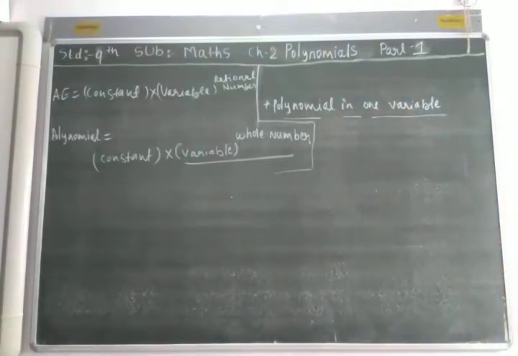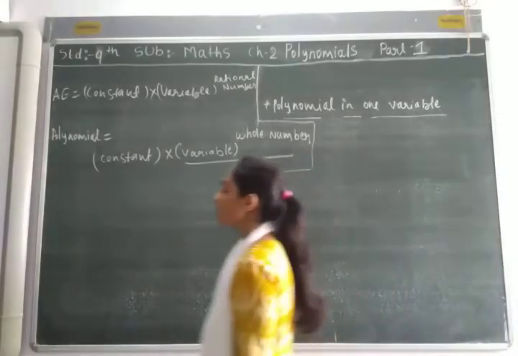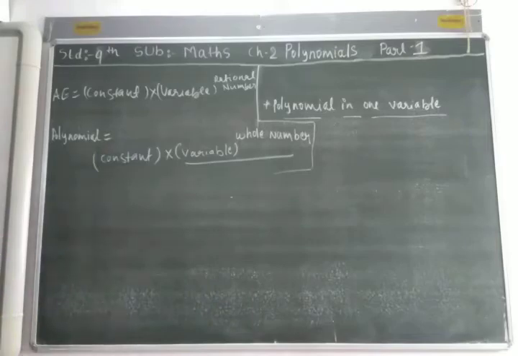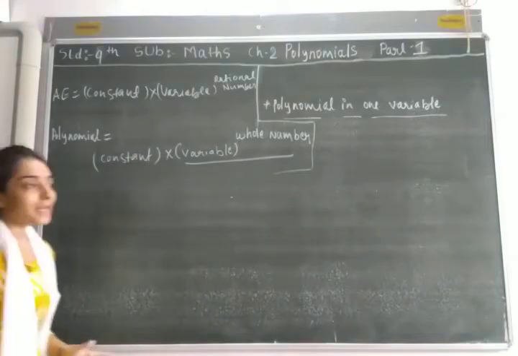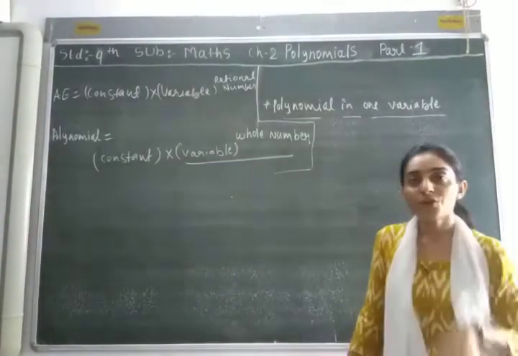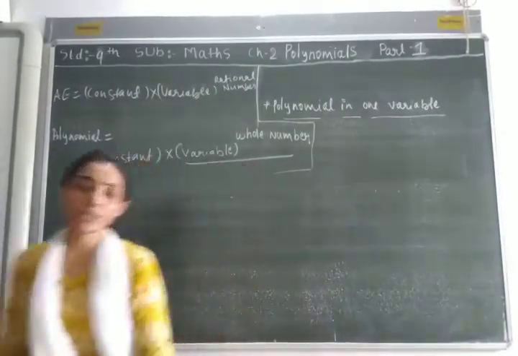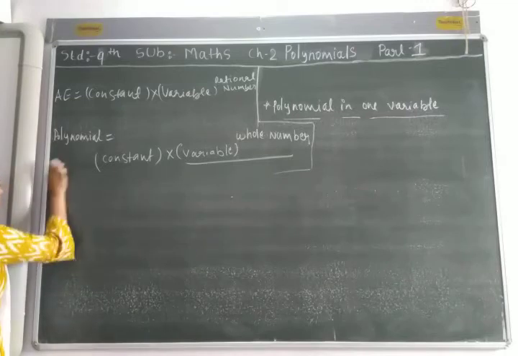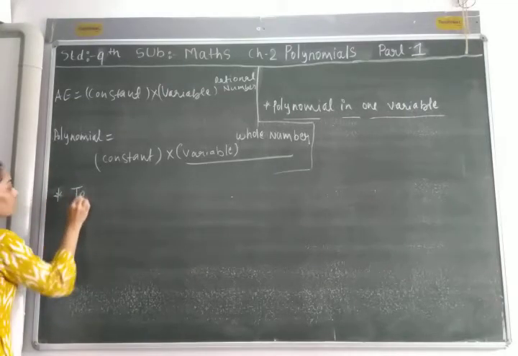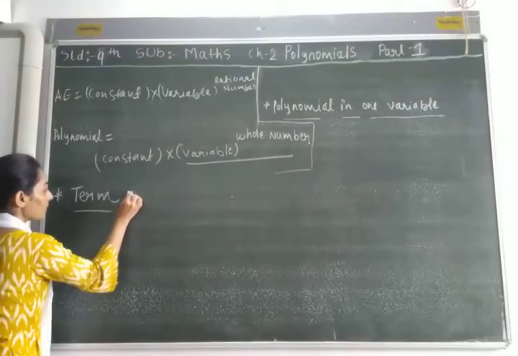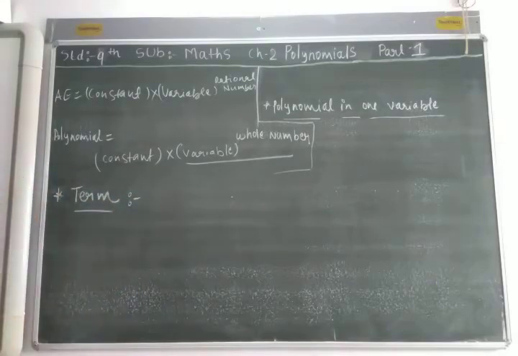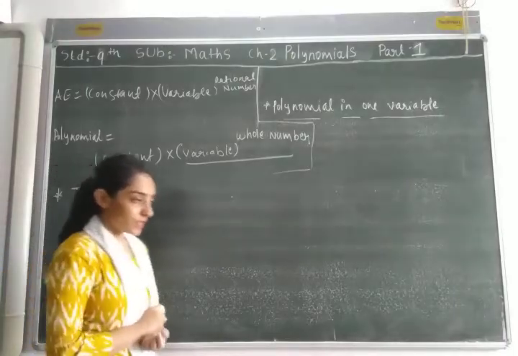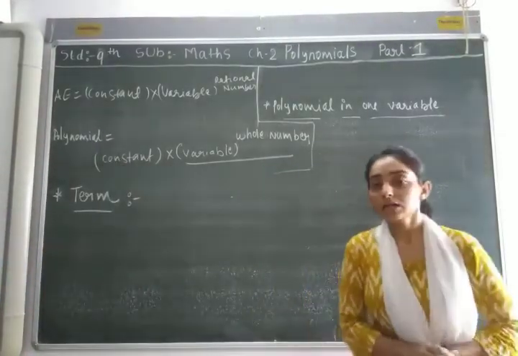We are continuously talking about constant and variable. When we combine a constant and a variable, we get a term. What will we get? We get a term. The word term: when we combine constant and variable, we get a term.